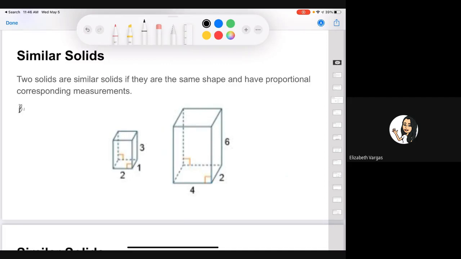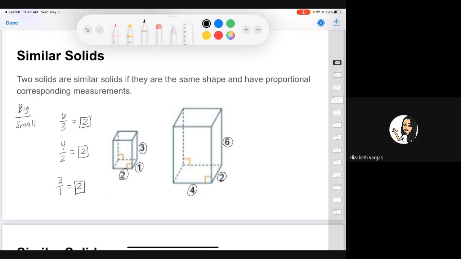Again, you want to do big over small. And just pick a side you want to work with. I'm going to first start with these sides, 6 and 3. It's 6 in the big one, 3 in the small one. Divide those by each other. That is 2. I'll do these two, 4 and 2. Divide that. That's also 2. This one and this one, 2 and 1. And that's also 2. So what this is telling me is that my scale factor is 2.